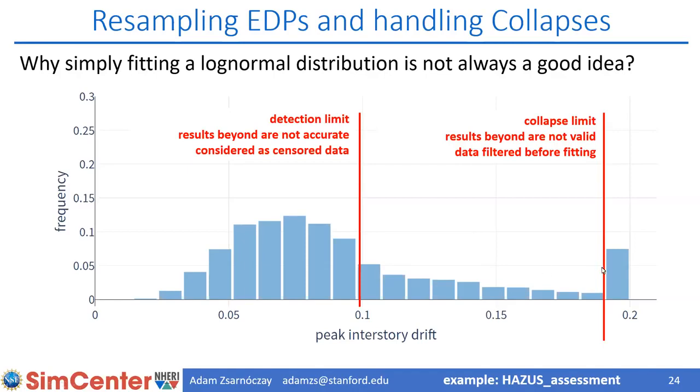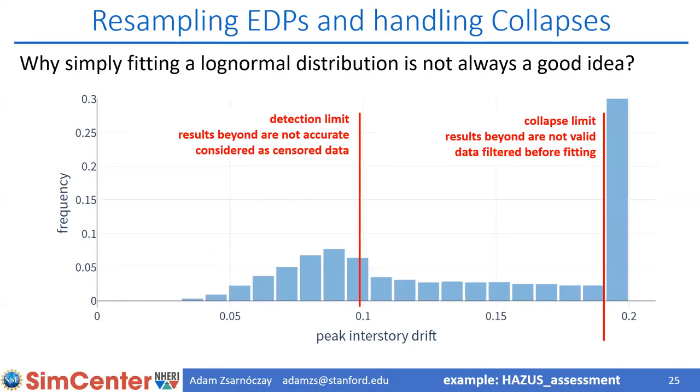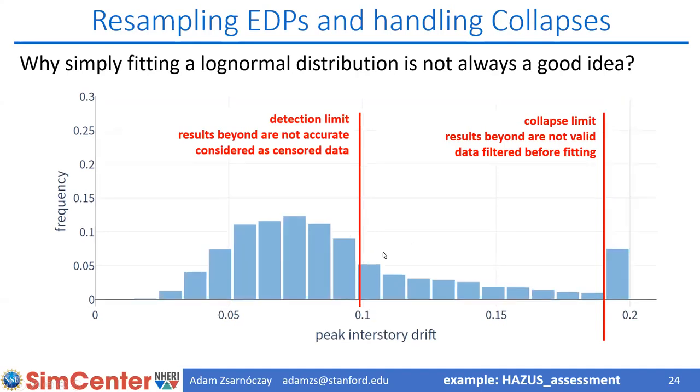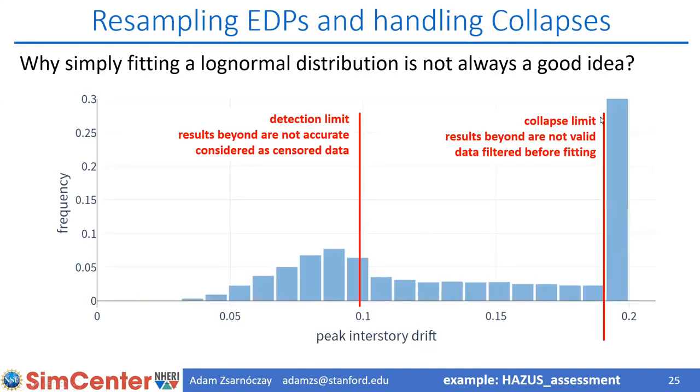So here, if you look at this one, for example, we are looking at only 8% probability of collapse if we believe that this is accurate. Okay, so this is detection and collapse limits. Now, let me show you how this works if we keep increasing the EDPs. So from here, we went up to about 30% probability of collapse.